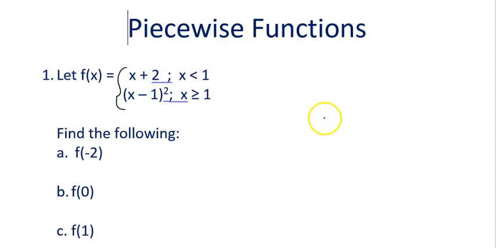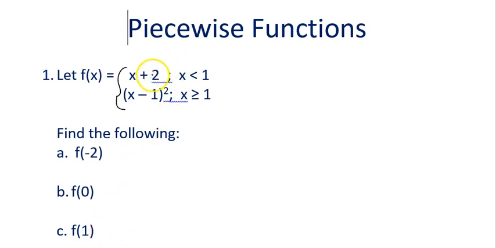This lesson is on piecewise functions, and number one is an example of a piecewise function. You'll notice it looks a little different. It has a couple of different, or maybe several different, equations, and they're only used for certain parts of the domain. So what we're going to be talking about is how to find different values and then how to graph those.